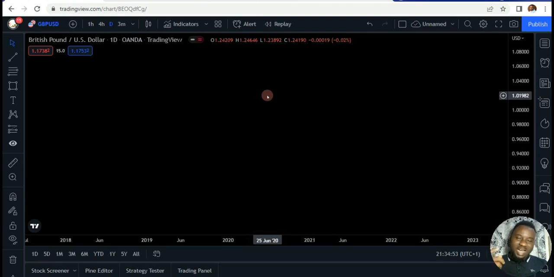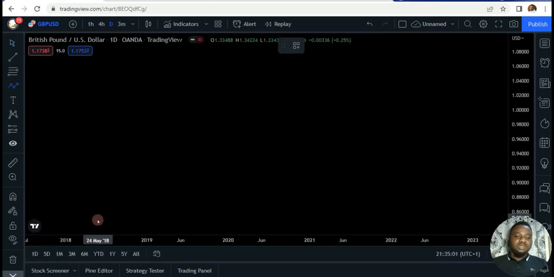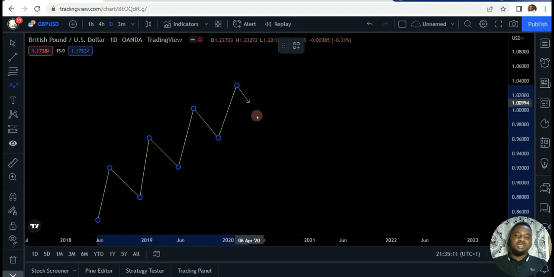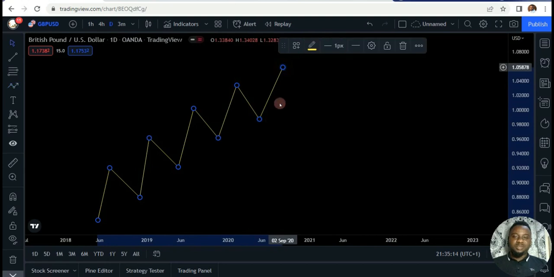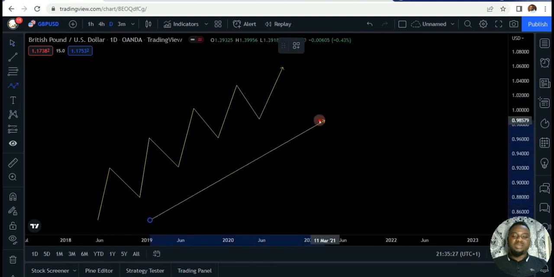So how do you identify the trend change? Now I would like to bring out a pen marker like this. The most simple form of a trend is this. So once you are able to spot this kind of trend on the chart, just know that we are in an uptrend.